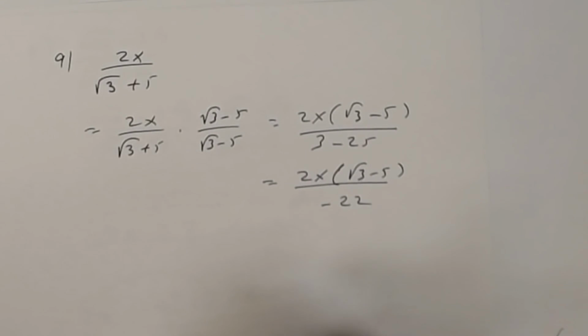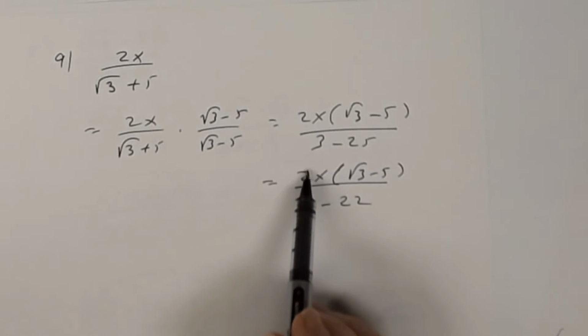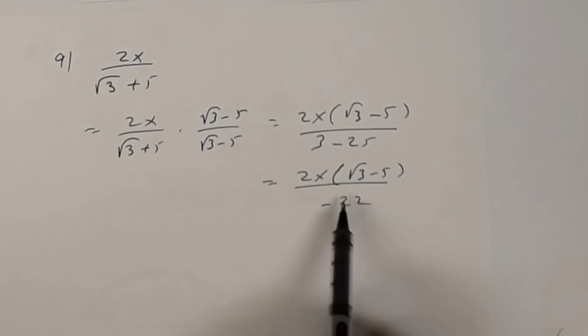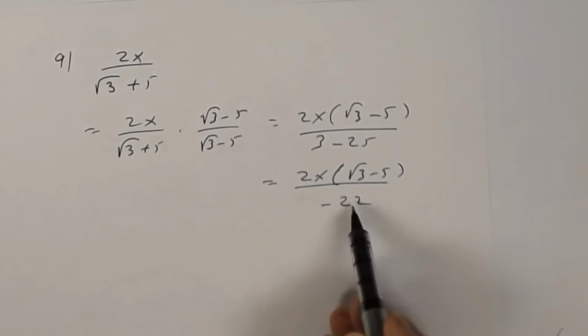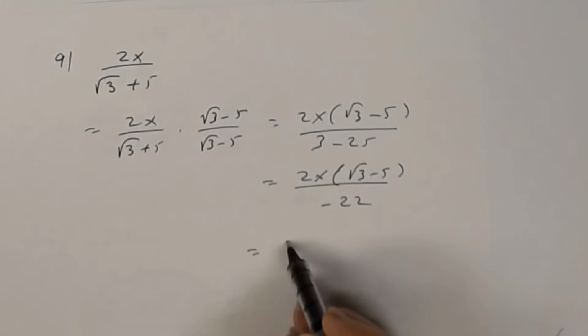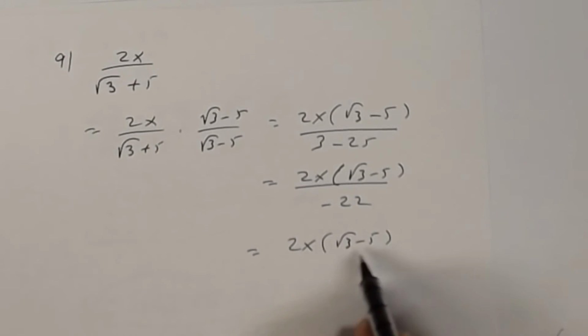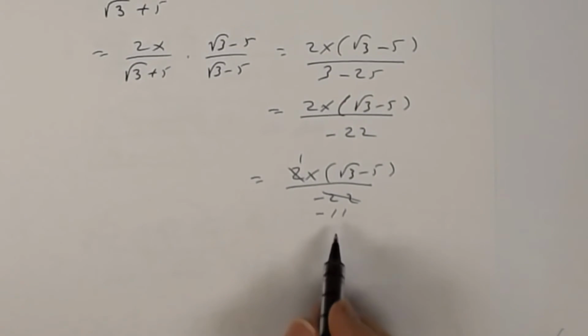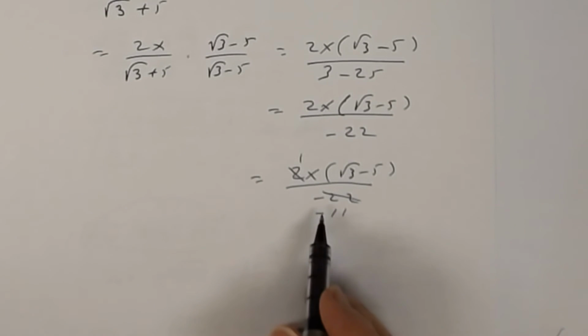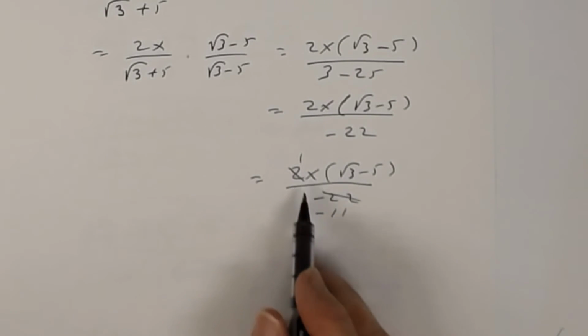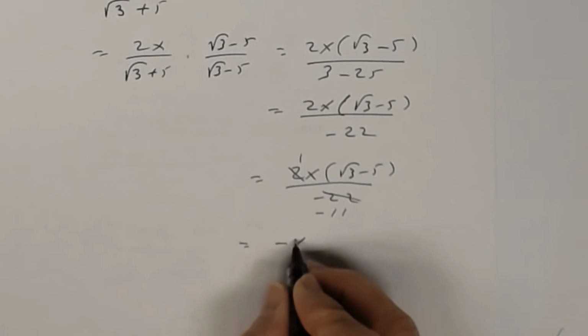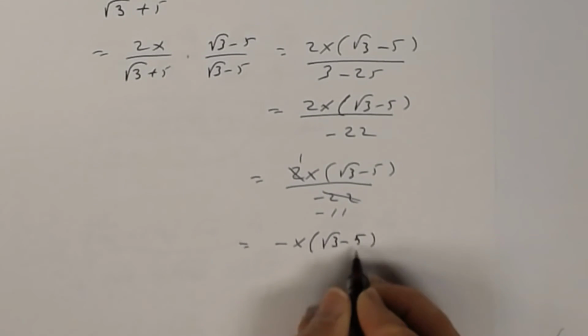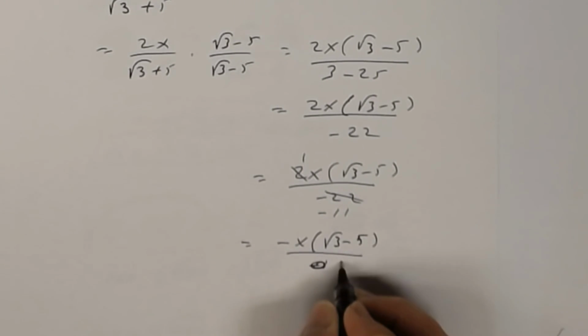Some textbooks will leave their answer like this, without distributing, although they will reduce. So I can reduce that 2 and that negative 22. So I'm going to rewrite this over. 2 into 2 is 1, 2 into negative 22 is negative 11. And then they'll rewrite it to where the negative is not in the denominator. So they'll say negative x times the square root of 3 minus 5, divided by positive 11.